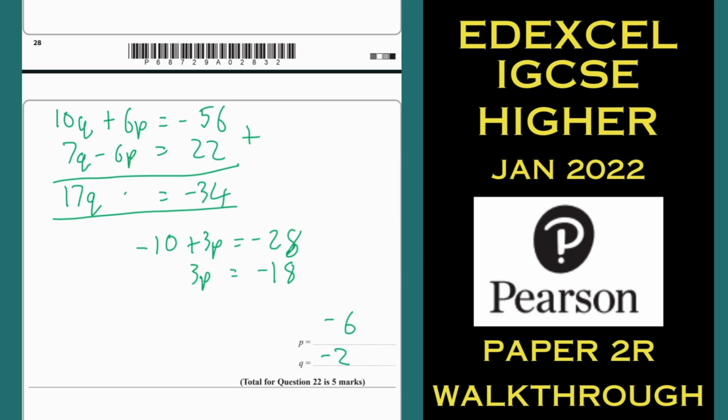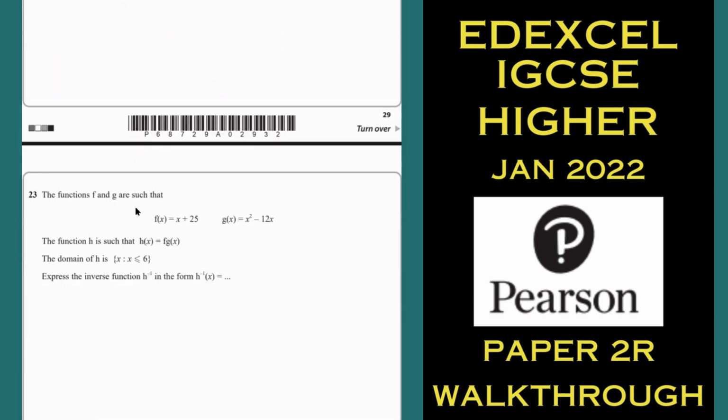Can't believe that's only 5 marks. Should be about 15, if I'm honest, but there we go. It is what it is, and it's a tough one.